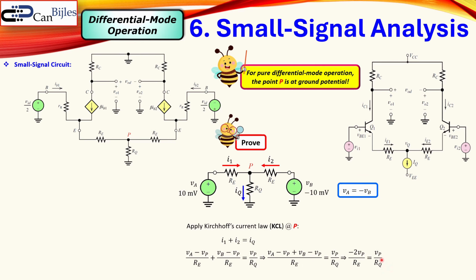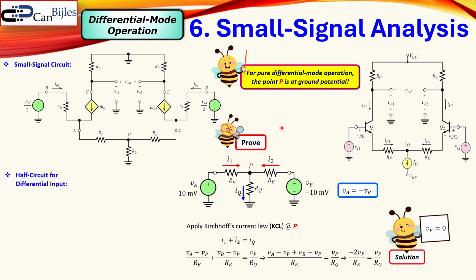Now if you look at this equation, what is the solution here? Of course 0. That's the only solution to make this equation valid, because you cannot say let's make it 1 or 2. The only solution here is 0. So that's also the proof that VP is indeed 0. This is again our proof for pure differential mode operation. The point P is at ground potential.